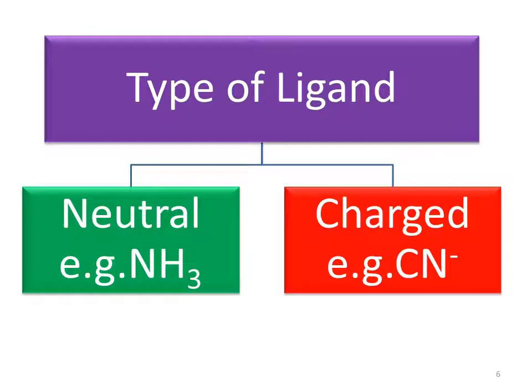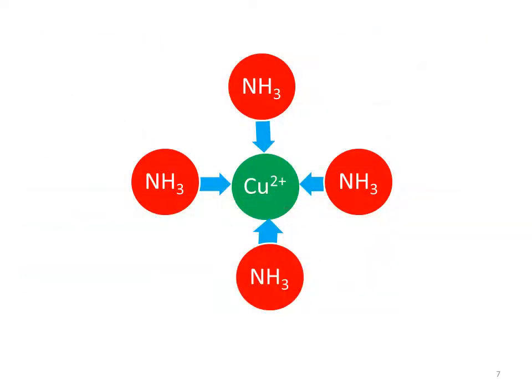Types of ligands. Ligands could be categorized or classified depending on the charge. For example, a neutral ligand such as ammonia, or a charged ligand such as cyanide. In order to make it a little bit easier to see how they are bonded together, you can see the copper, which is 2 positively charged, is surrounded, coordinated, bonded by 4 moieties of ammonia.